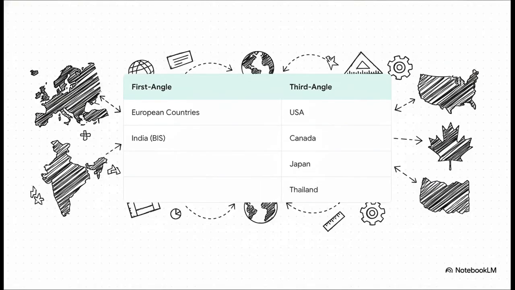Well, they both are. It just depends on where you are in the world. First angle is the standard all across Europe and in India, but third angle is what's used in the USA, Canada, and Japan. The thing is, in today's global economy, you can't just know one. A great engineer has to be fluent in both languages.